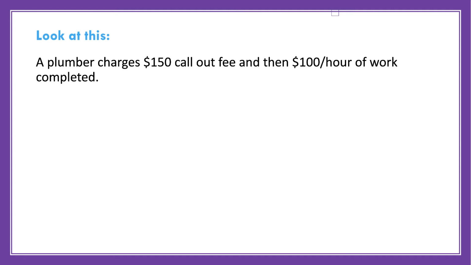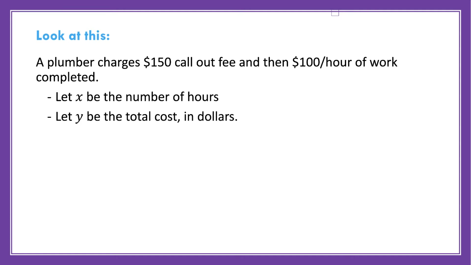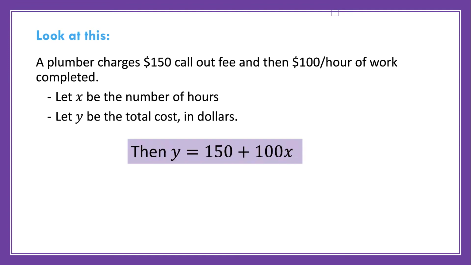A plumber charges a $150 call-out fee and then $100 per hour that he is doing work. Let x be the number of hours that he works, and we'll let y be the total cost in dollars. What we can establish here is y is equal to 150 plus 100x. This is an example of a function. Informally, we say that y is a function of x because the value of y is determined by x.